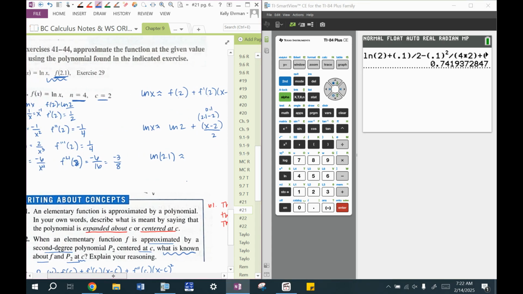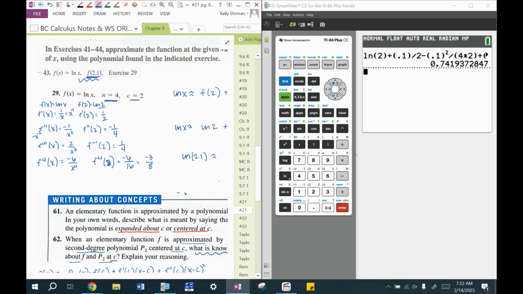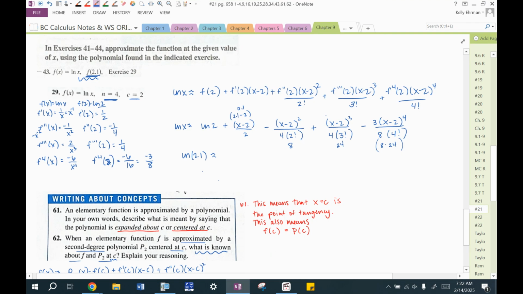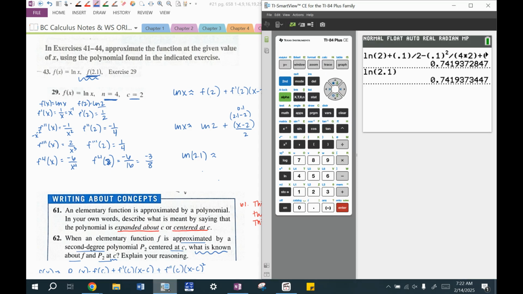All right, so this is coming out to this number, and I like to check to see, like, did I mess something up? Am I even in the ballpark? What is ln of 2.1? It should be very close to this. So this is a very good sign, right? Oh, it's really close. So we have 1, 2, 3, 4, 5, 6 decimal place accuracy. That's pretty good using just 4 terms, or 5 terms, I guess. Right? 1, 2, 3, 4. Yeah, 5 terms.